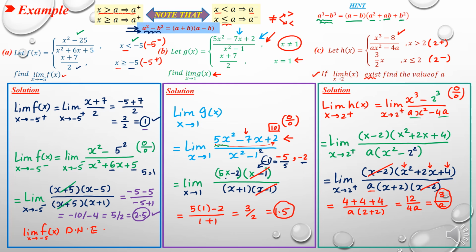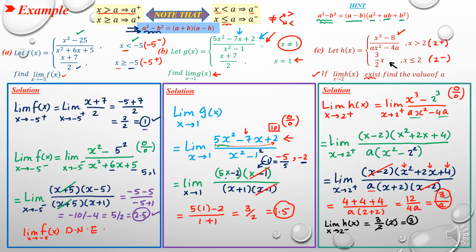Now you have to find the limit of h of x when x goes to 2 from left. For 2 from left, you have to use the second function. So the limit of h of x when x goes to 2 from left, you have to use the second function. So it will be 3 over 2 multiplied by 2. Cancel 2 with 2, you'll get 3.